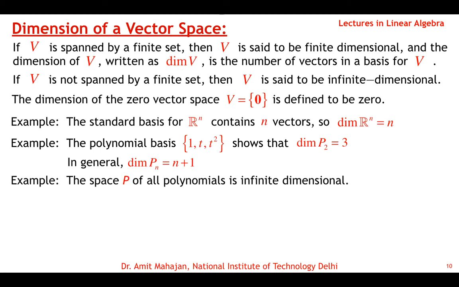And if we call P the space of all polynomials of any order, then it is infinite dimensional, because its basis will go on like 1, t, t square, t cube, t4, t5, and so on. It will continue to be infinite. So there will be infinite elements there.